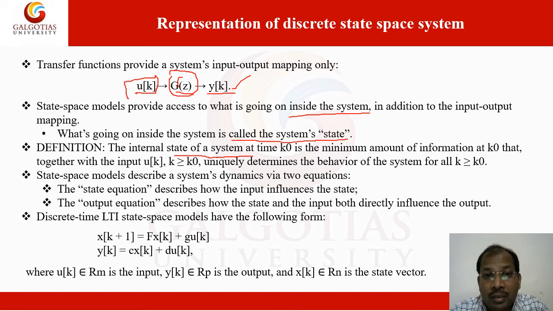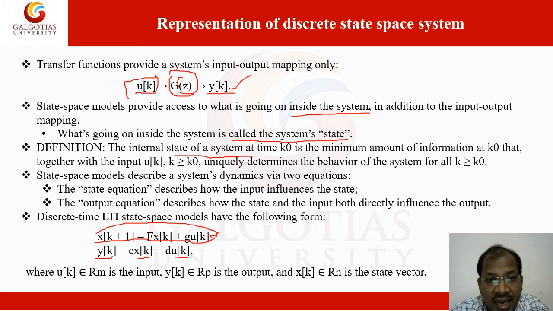The state space model describes the system dynamics via two equations. First is the state equation, which describes how the input influences the state, and the output equation describes how the state and the input both directly influence the output of the system. The first one is influenced only by the input. When we apply the input, what is the effect on the state variable? Then the output changes with the change of the input and state variable.